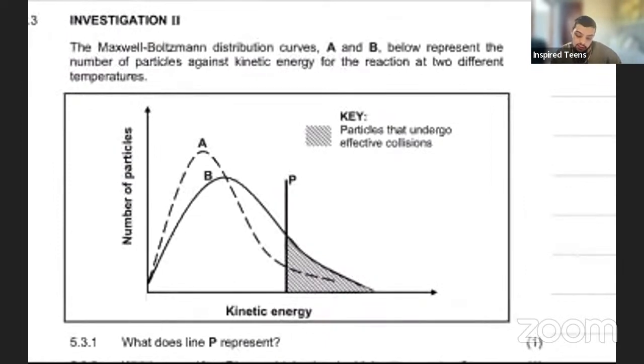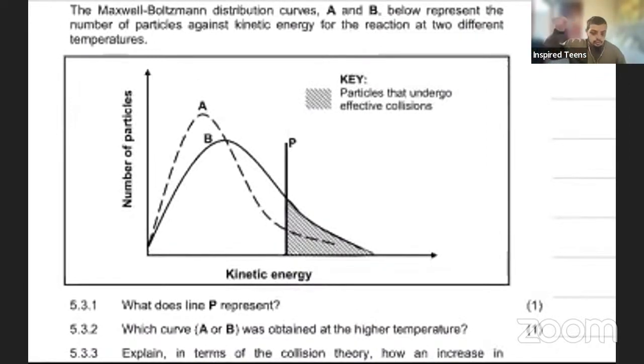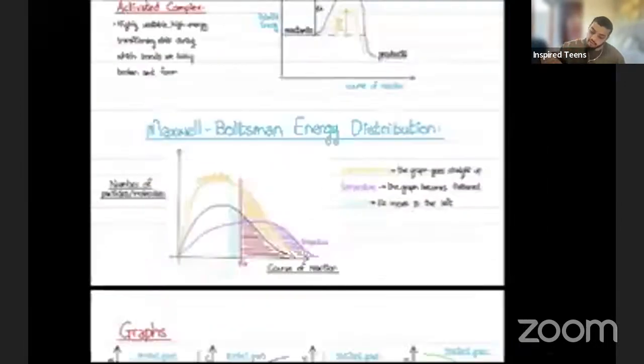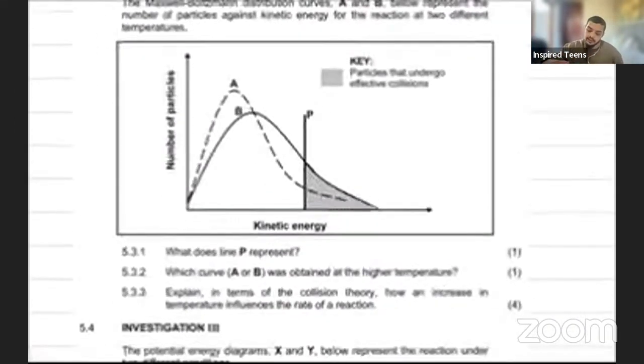Okay, the key says that the particles that undergo effective collisions are after P, right, after that line P. What does the line P represent? That we know would represent the activation energy, right? Which curve, A or B, was obtained at a higher temperature. So remember, when it's a higher temperature, we're looking for a graph that, what did we say? The graph becomes flattened, right? So we're looking for the graph that's flattened out compared to the other, and that would be B. So B takes place at a higher temperature.